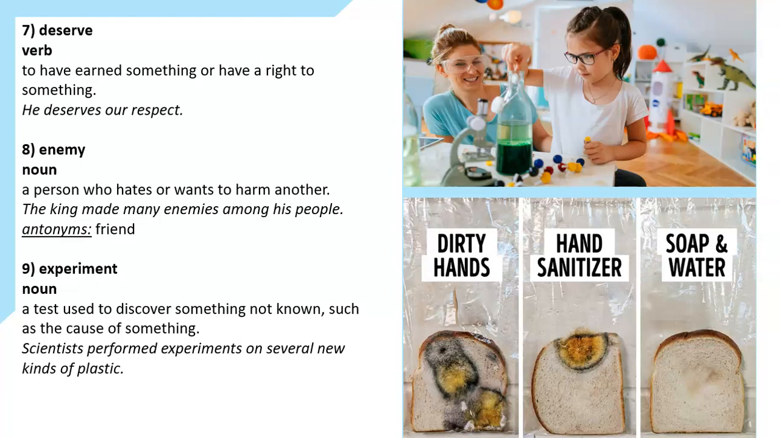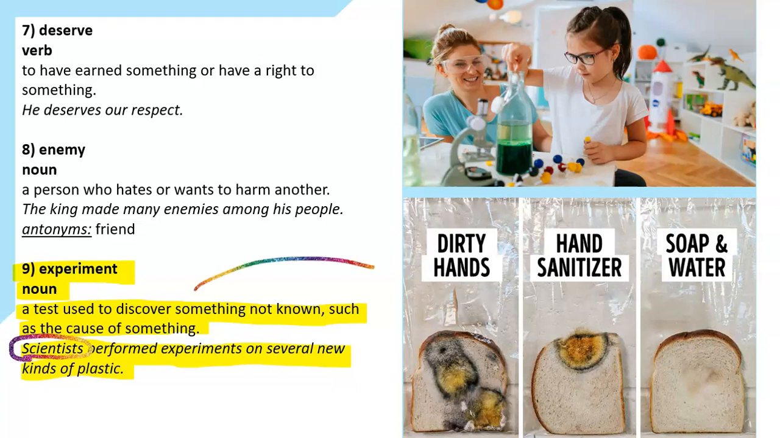Our next word is experiment. Experiment is a noun and it is a test used to discover something not known, such as the cause of something. Scientists performed experiments on several new kinds of plastic. Of course, scientists are usually the people who are doing experiments, but we can also do experiments when we're in school. For example, take a look at this experiment.